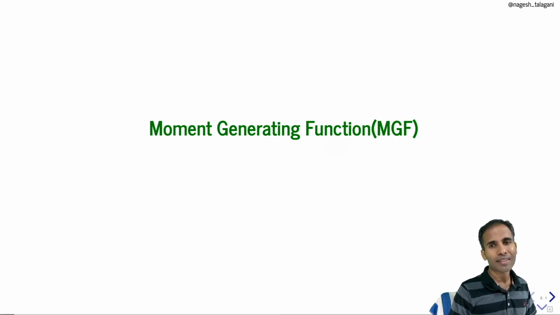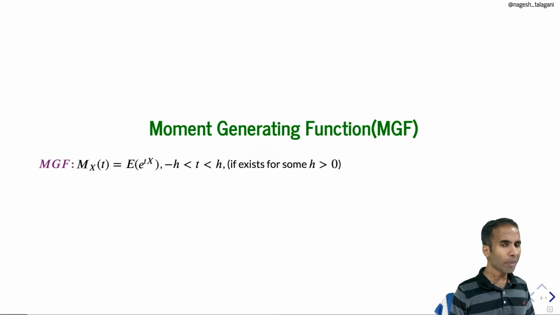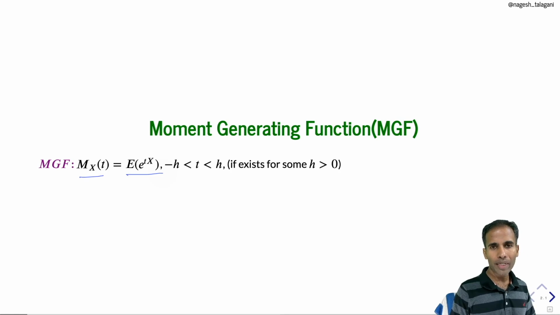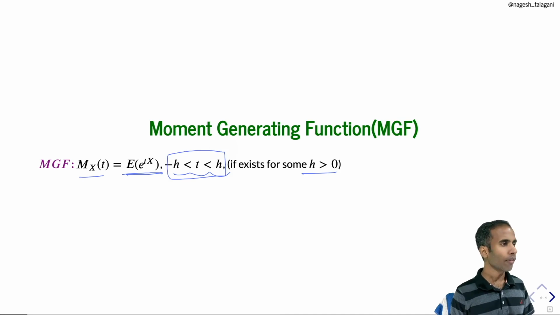Okay. First let us look at the definition. The MGF of the random variable X is denoted by M sub X, which is a function defined to be the expectation of e^(tX), provided this expectation exists for all t in some neighborhood of 0. That is, for some h positive, this expectation of e^(tX) should exist for all t in the interval -h to h. Then we say the MGF of X exists, and it is a function defined on the interval -h to h. Okay, fine.